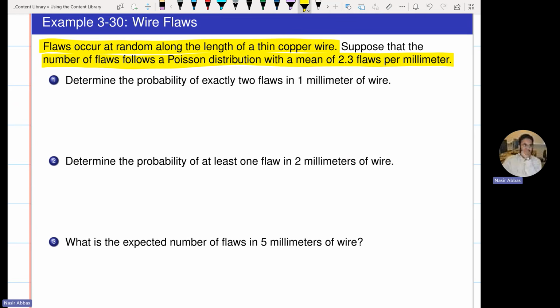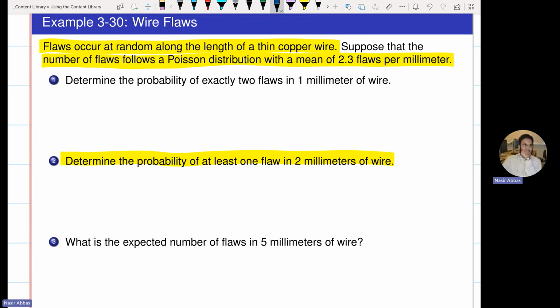Lambda is 2.3 per millimeter, but the question will not be per millimeter. Look here. We give you the lambda per millimeter and ask the question per 2 millimeters or per half millimeter or per 3 millimeters. Just rescale the lambda. No complication. The first question has no complication.